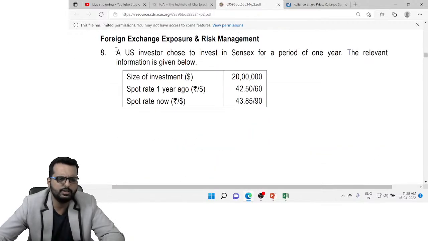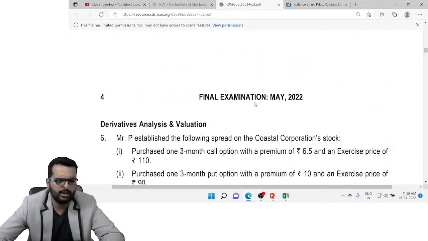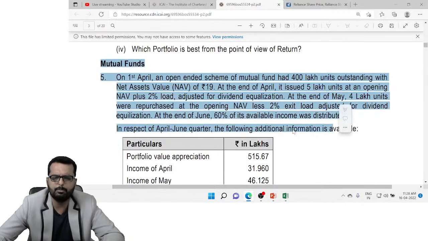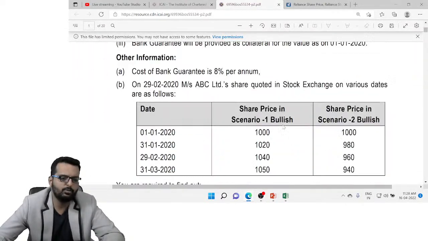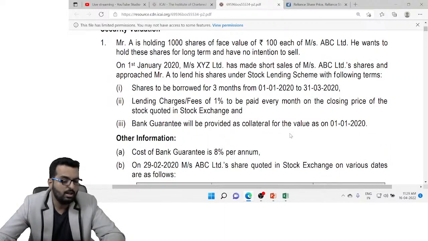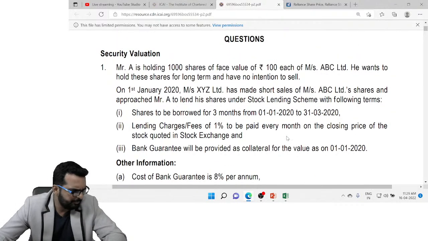International finance, all the three beautiful questions they have given over here. Okay, these are all okay, manageable. Dividend equalization, another important question from exam point of view. And the most important is question number 1, stock lending scheme, something which was never asked so far, not there in the books, but it has come now.